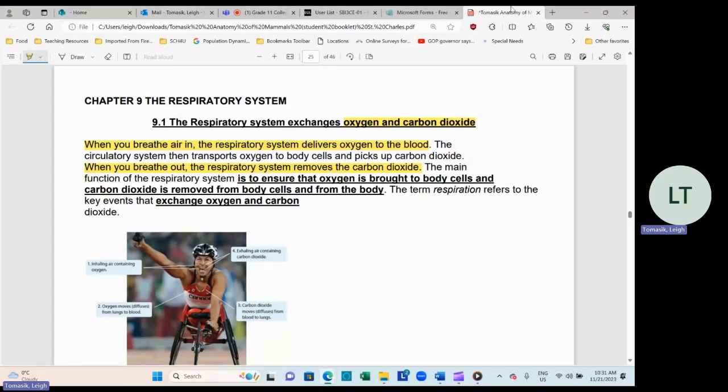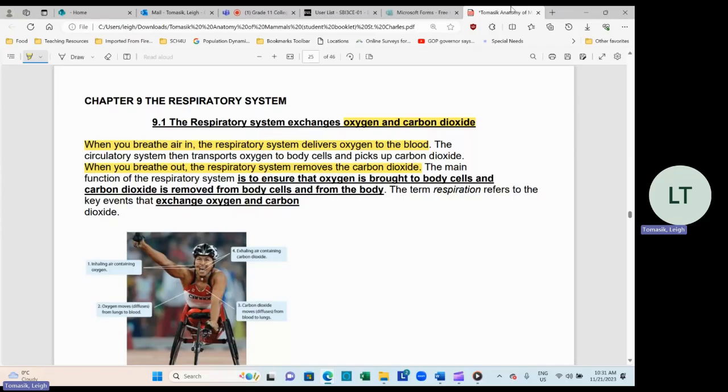Today's lesson is going to be about the respiratory system. So let's take a look at what the respiratory system does, what organs are in the respiratory system, how it does its job, and then we'll get into some medical issues with the respiratory system.